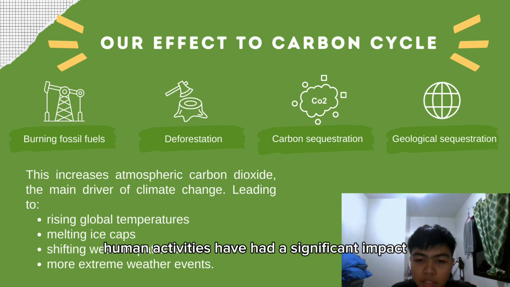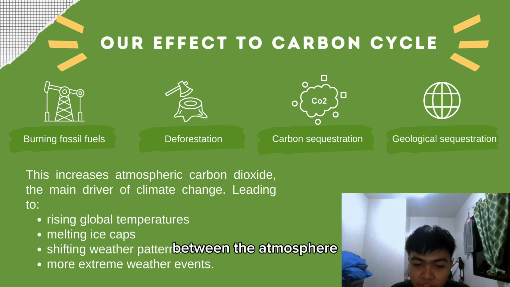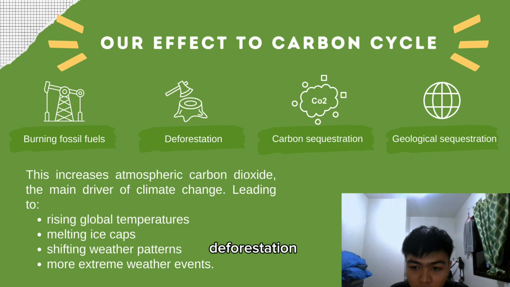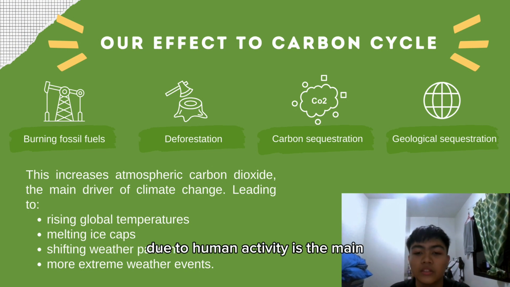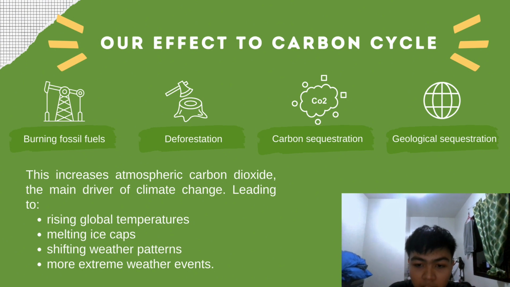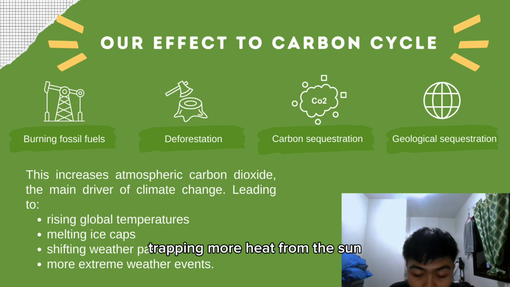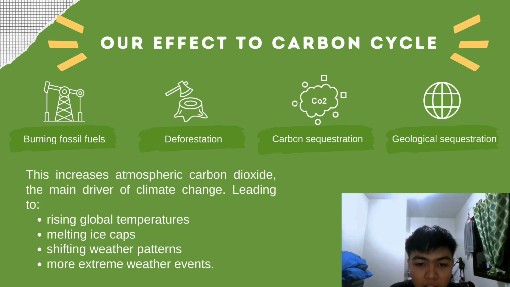Human activities have had a significant impact on the carbon cycle, which is the process of carbon being exchanged between the atmosphere, oceans, land, plants, and animals on Earth. Some of these activities are burning of fossil fuels, deforestation, carbon sequestration, and geologic sequestration. The increase in atmospheric carbon dioxide due to human activity is the main driver of climate change. Excess carbon dioxide acts as a greenhouse gas, trapping more heat from the sun. This leads to rising global temperatures, melting ice caps, shifting weather patterns, and more extreme weather events.